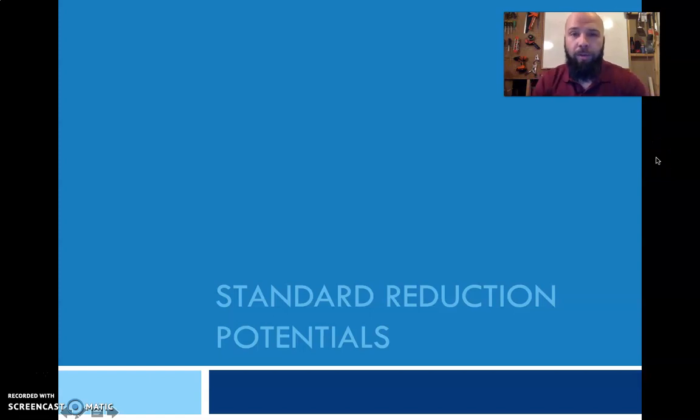I'm going to talk about standard reduction potentials. So standard means this will give us a quantitative reference. You can find these potentials on a table of values. Reduction means it's the reduction reaction, so the half reaction as it's written will give you the potential, the voltage, for the reduction reaction. And sometimes you may need to flip that equation to get the voltage for the oxidation reaction.